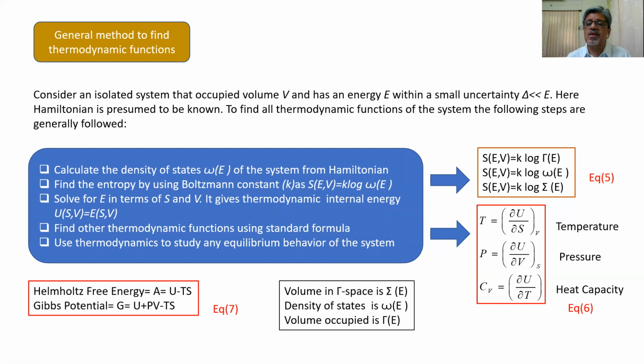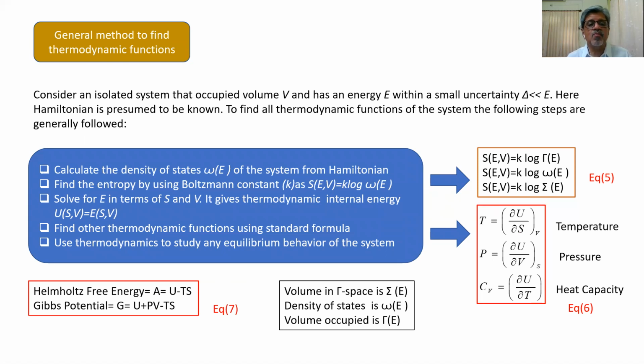So these are the nomenclatures for equation number 5. Solve for energy E in terms of S and V. It gives the thermodynamic internal energy, that is U, equal to E. So U is a function of S and V. Again, E is a function of S and V.